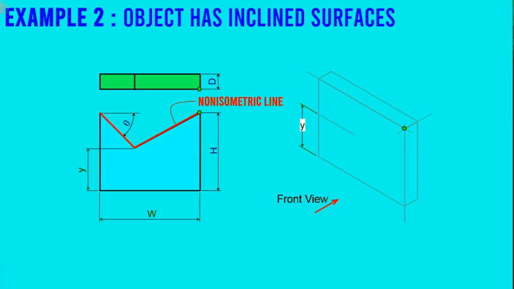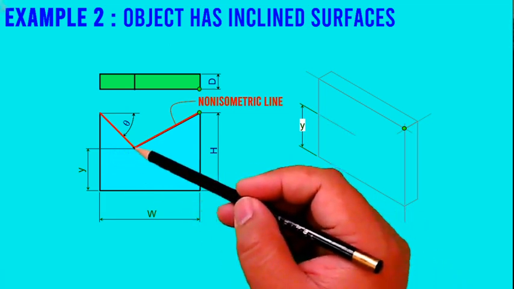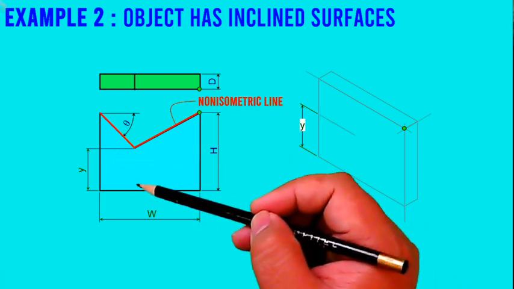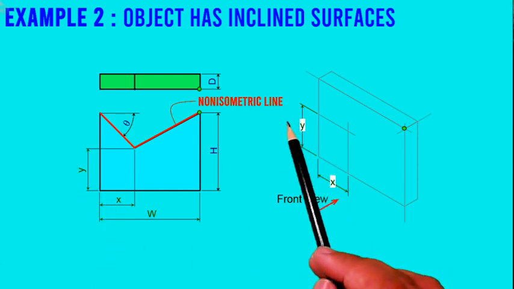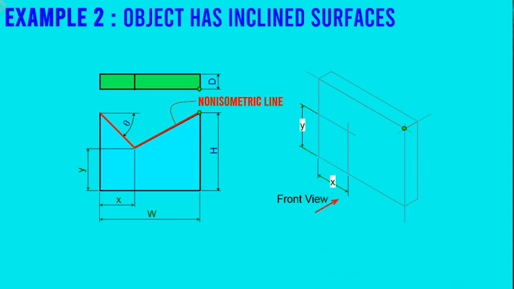So, kunin muna natin yung height din. Yan, yung height. Mula dito sa point na to, papunta dito sa may baba na linya. Okay. Yan. So, ito yung X natin. Yan. At ito naman yung Y. So, ilalagay na natin dito si X. Tsaka, ilalagay na natin dito si Y.